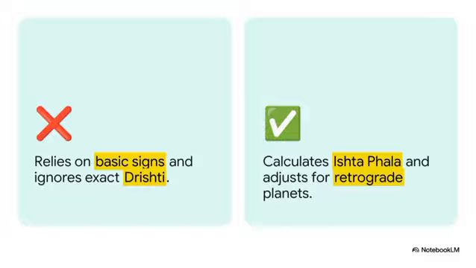Let's contrast two approaches here. A rough estimate just drops planets into signs and ignores the exact degrees. But true, meticulous Jyotish Shastra requires exact astronomical math. According to the texts, you actually have to calculate Ishtaphala, the specific benefic rays a planet emits, and Kashtaphala, its malefic rays. You have to mathematically adjust for planets that are Vakri or retrograde in their orbits. Basically, a rough chart is a quick sketch. A mathematically precise chart is a high-resolution photograph.